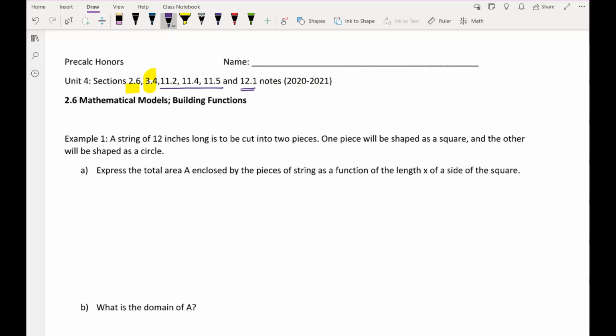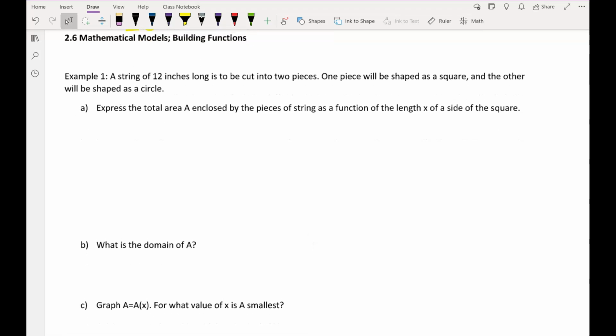So make sure you pay careful attention to each example, all right? Example: A string of 12 inches long is to be cut into 2 pieces, and we don't know where we're cutting, okay? One piece will be shaped as a square, so we are going to draw a square. A square means every single side is exactly the same, and the other will be shaped as a circle. And again, we don't know how or where we're cutting the string.